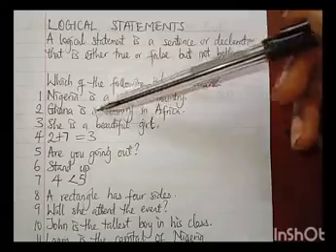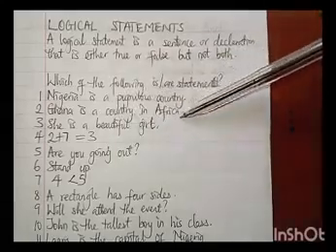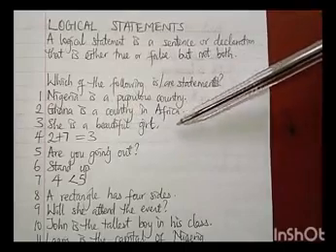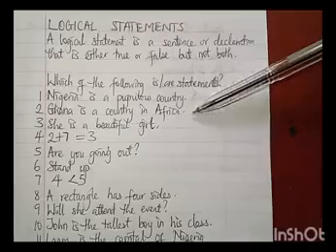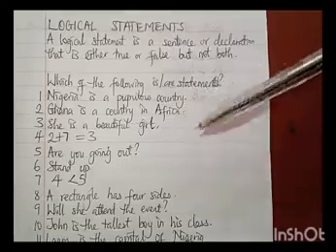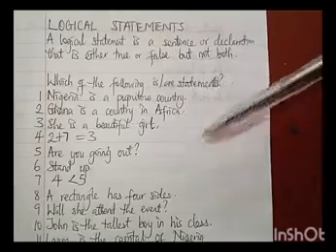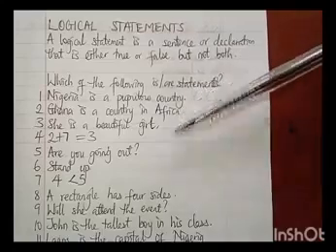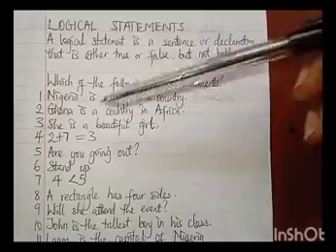Ghana is a country in Africa. Is this a statement or not a statement? So let's see. Ghana is a country in Africa. We could verify whether it is true or not true. It's either Ghana is in Africa or Ghana is not in Africa. We know Ghana is a country in Africa. So this is a statement.